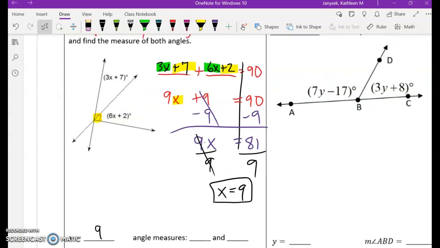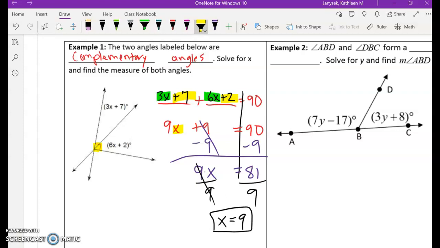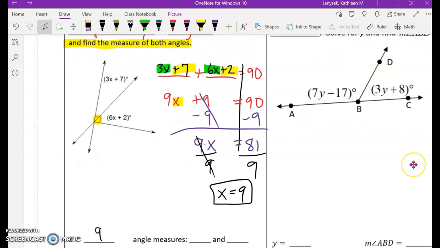But a lot of times, you don't just get asked for x. Read the directions. It says solve for x and find the measure of both angles. So let's find the measure of each angle. Currently, we know this tiny angle here is 3x plus 7. And the other angle is 6x plus 2. I don't know what that is. It should be one number, one angle measure. But we do know x now. We solved for it, so that's going to help us.